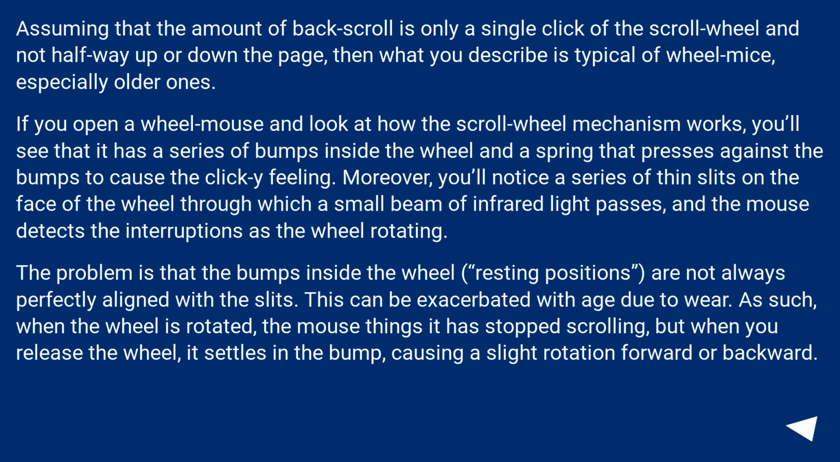The problem is that the bumps inside the wheel, resting positions, are not always perfectly aligned with the slits. This can be exacerbated with age due to wear. As such, when the wheel is rotated, the mouse thinks it has stopped scrolling, but when you release the wheel, it settles in the bump, causing a slight rotation forward or backward.